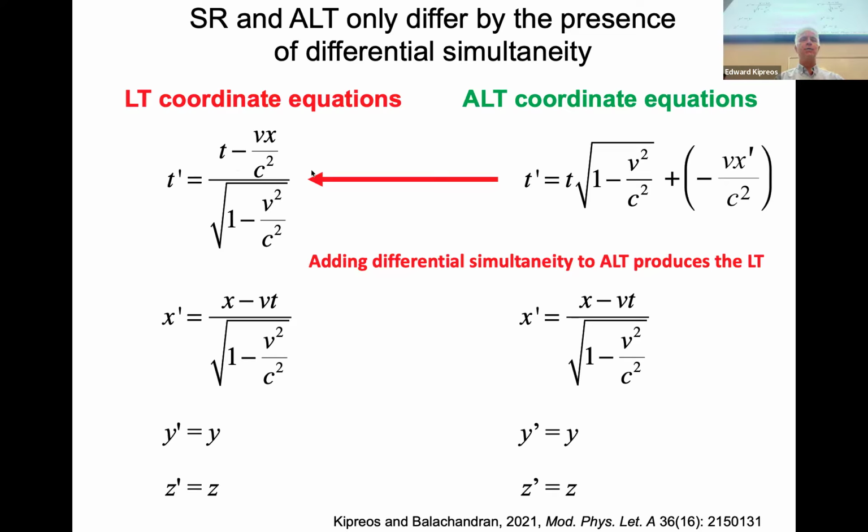Okay, so because all of the other equations are the same, just by removing differential simultaneity or adding differential simultaneity, you can convert these two transformations into each other. So they're sister transformations in which time is offset with distance or time is not offset with distance.